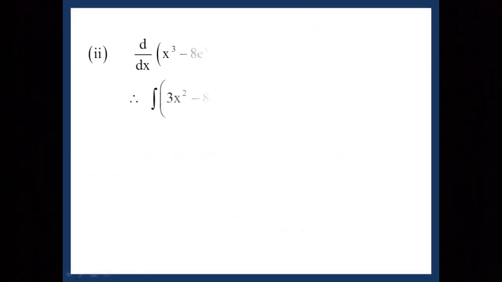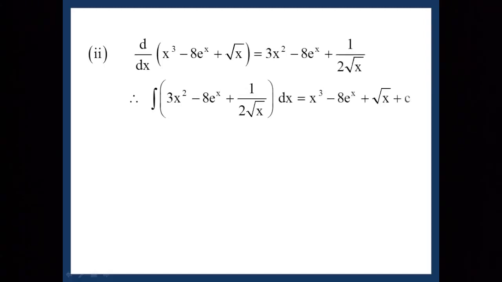I'll give one more example. What is the derivative of x cube minus 8 e raised to x plus root x? I have taken a simple example. Derivative of x cube is 3x square. Derivative of e raised to x is e raised to x. Derivative of root x is 1 upon 2 root x. And therefore I can say d/dx of x cube minus 8 e raised to x plus root x equals 3x square minus 8 e raised to x plus 1 upon 2 root x.